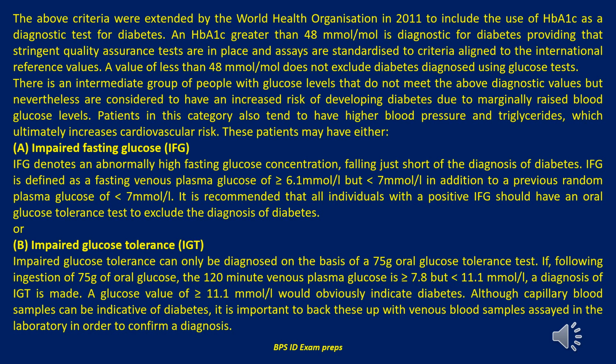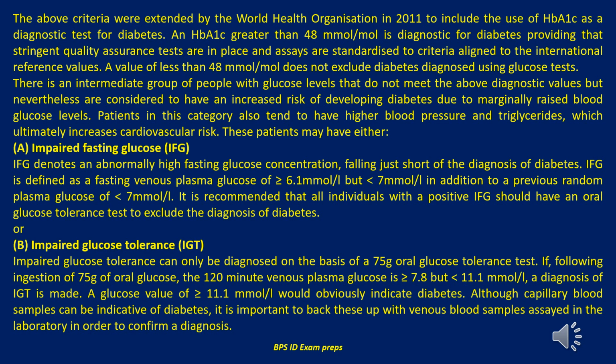A value of less than 48 millimoles per mole does not exclude diabetes diagnosed using glucose tests. There is an intermediate group of people with glucose levels that do not meet the above diagnostic values but nevertheless are considered to have an increased risk of developing diabetes due to marginally raised blood glucose levels. Patients in this category also tend to have higher blood pressure and triglycerides, which ultimately increases cardiovascular risk.